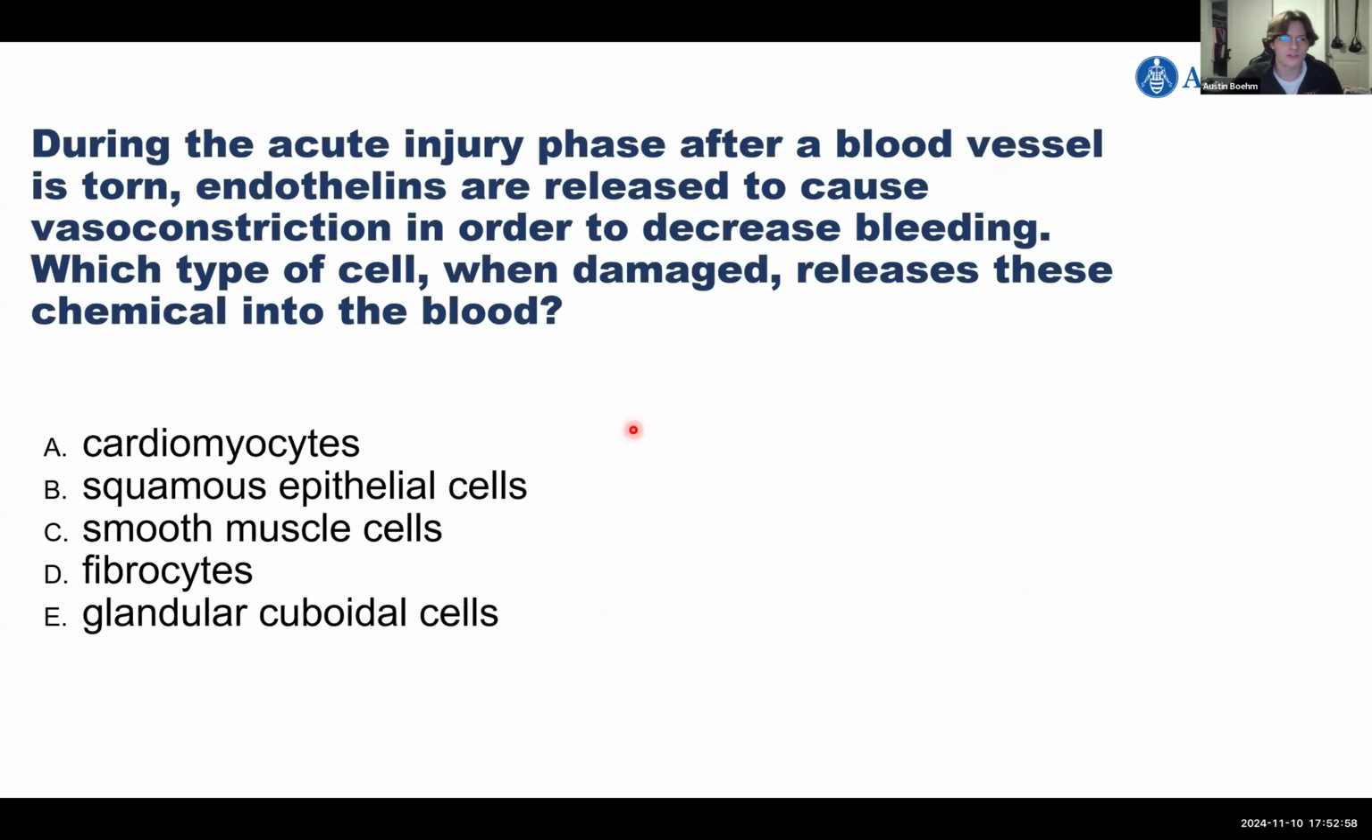All right, and I've got one more question here, which is, during the acute injury phase after a blood vessel is torn, endothelins are released to cause vasoconstriction in order to decrease bleeding. Which type of cell, when damaged, releases these chemicals into the blood?